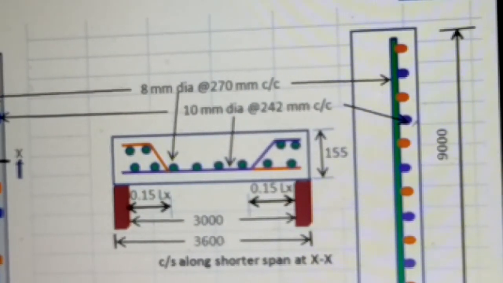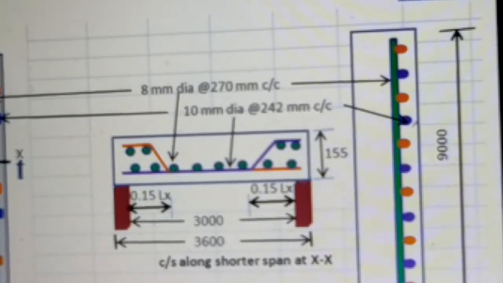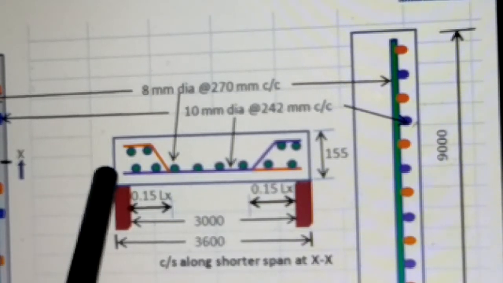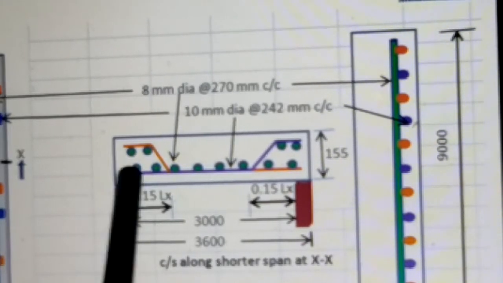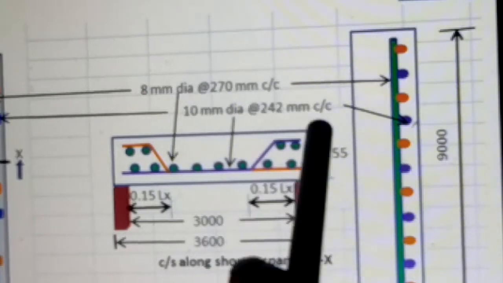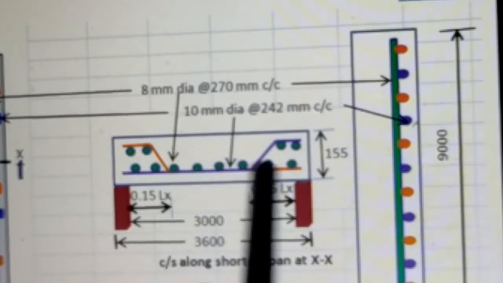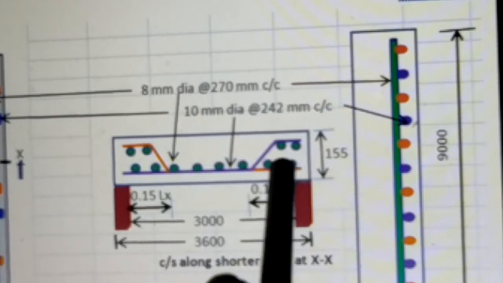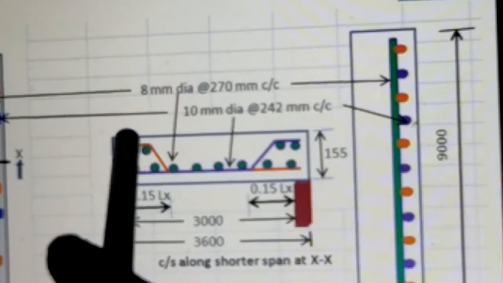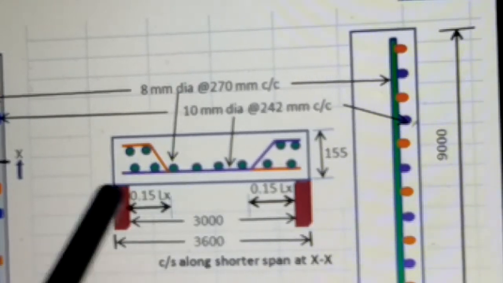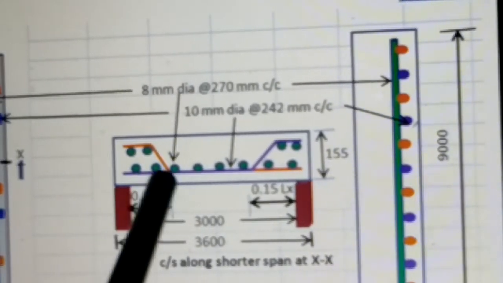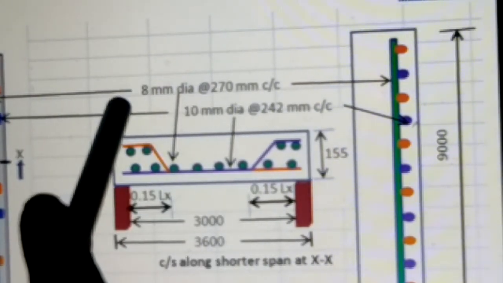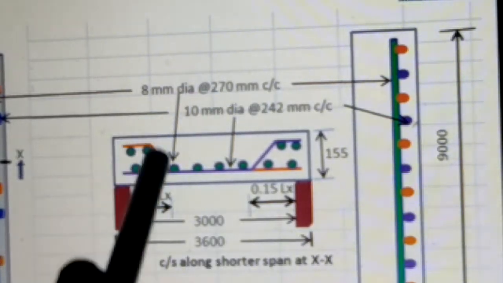In cross section at XX, the main steel bar is going from left to right, but you have two colors. One bar coming from the left is coming up to this and bent up. 50% bars will be bent up, 50% will be going to the supports, and that is taken care. One alternate bar is starting from the right side and bent up on the top of the left support, and the circles are the distribution steel. So the main bars are 10 mm diameter bars at 242 mm center to center, and the distribution bars are 8 mm diameter bars at 270 mm center to center.